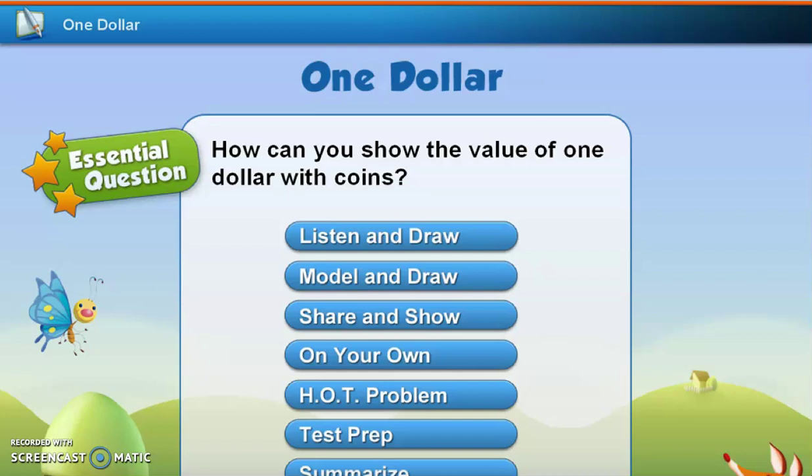Hello, second grade friends, and welcome to today's second part of our math lesson where we are going to be learning about $1 and how you can show the value of $1 with coins. So again, there is a dollar bill, which I'm sure a lot of you are familiar with. You've probably seen it before, you've probably used it before, but there are other ways to represent a dollar as well instead of just using the dollar bill. You can also use a collection of coins to represent a dollar. So that's going to be our focus for this lesson today. And again, we're going to be answering that essential question: how can we show the value of $1 with coins?